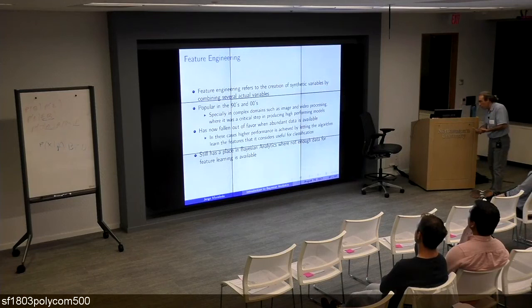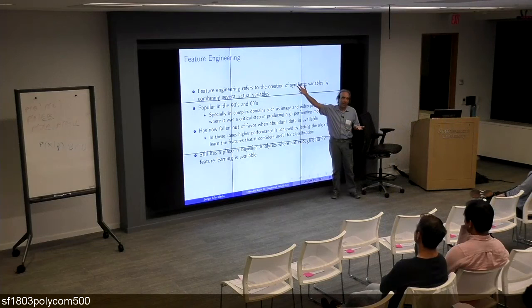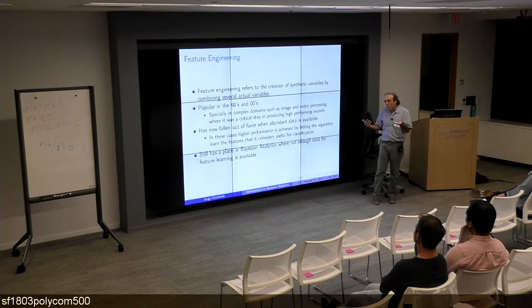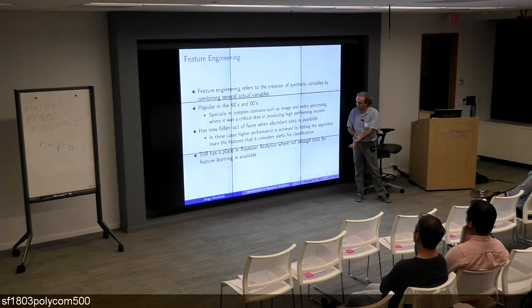Feature engineering is the idea of creating synthetic variables by manually combining several actual variables. In modern times, if you're using convolutional neural networks or similar techniques and you have enough data, people say the network will learn how to combine the values to produce high predictions. That is true if you have enough data.